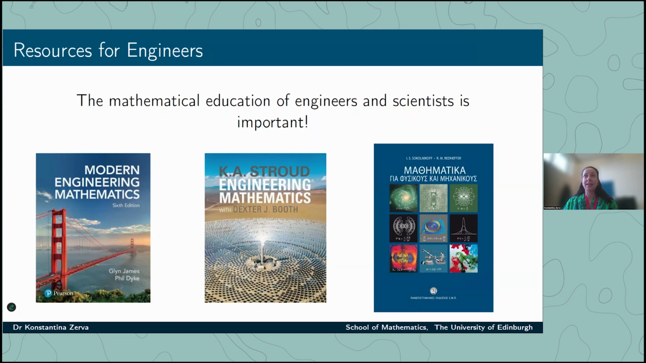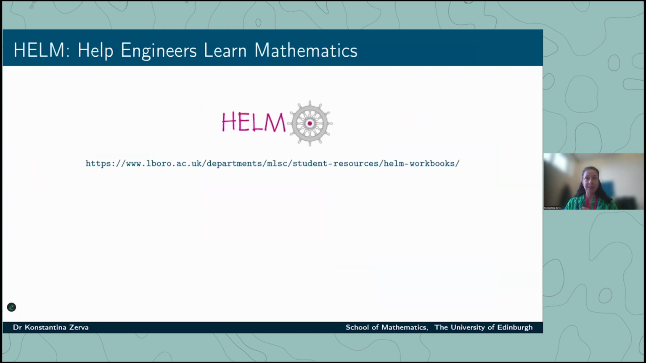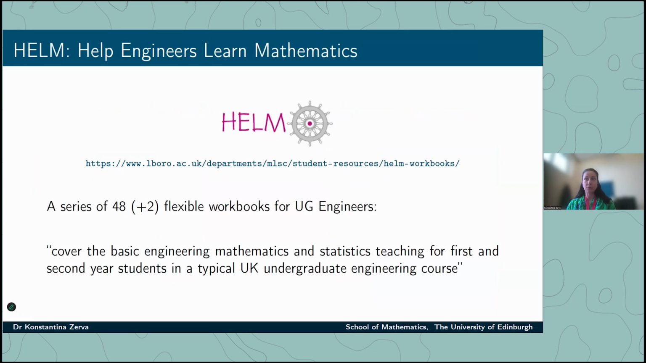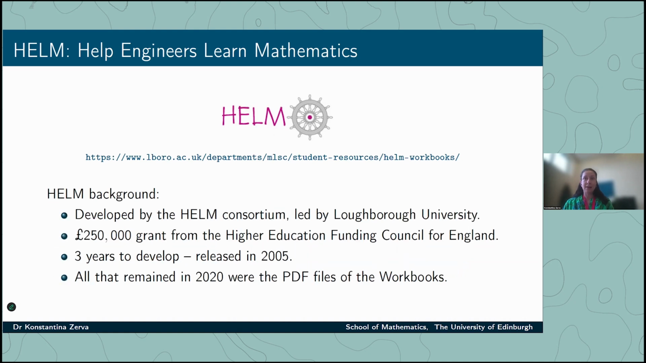And the HELM workbooks are a series of 48 workbooks for undergraduate engineers, and they cover the basic engineering mathematics and statistics teaching for first and second year students in a typical UK curriculum, but probably European curriculum as well. They were developed by the HELM Consortium. Actually, HELM stands for Help Engineers Learn Mathematics. And it was a 3-year project that was released in 2005.